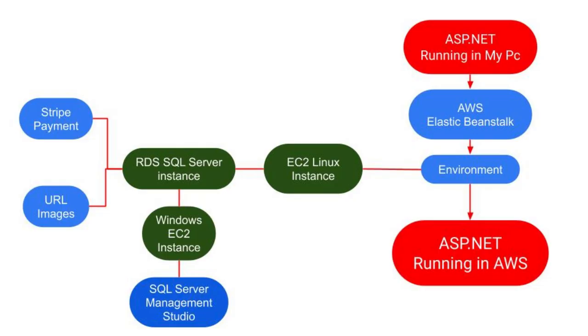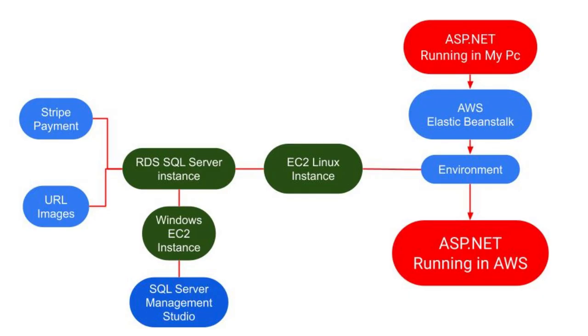AWS Elastic Beanstalk creates an environment necessary to be able to run in AWS in any browser, such as Google Chrome, Microsoft Edge, or Mozilla Firefox. The environment gets all the information and data of my ASP.NET app loaded in an EC2 Linux instance. The EC2 Linux instance with the ASP.NET app gets the Stripe payment resources and the URL images from the RDS SQL Server instance. The RDS SQL Server instance stores the database with a table I created with SQL Server Management Studio inside the Windows EC2 instance.